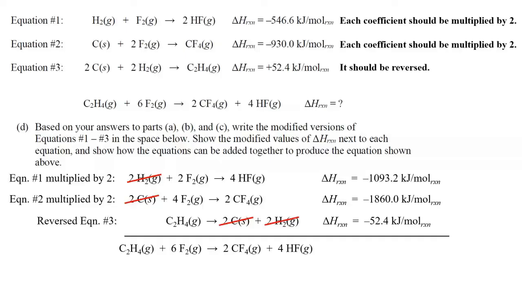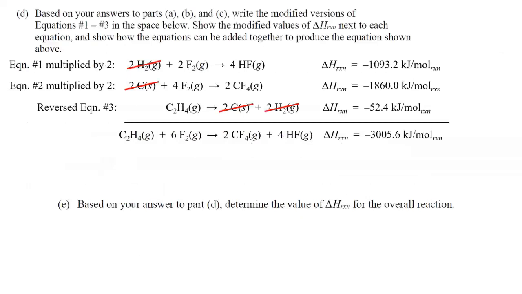And for the delta H for the overall reaction, I have to add these 3 values for the modified delta H values together. So it's going to be negative 1093.2 plus negative 1860 plus negative 52.4. And so when I do that math, I get negative 3005.6 for the delta H for the overall reaction. So again, you've seen several examples of Hess's law. Again, this was the last question in the packet.